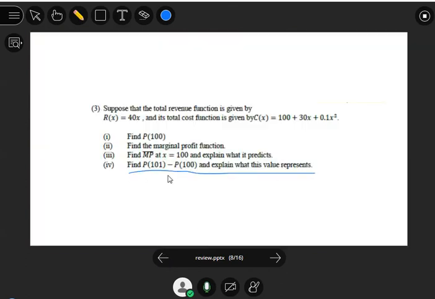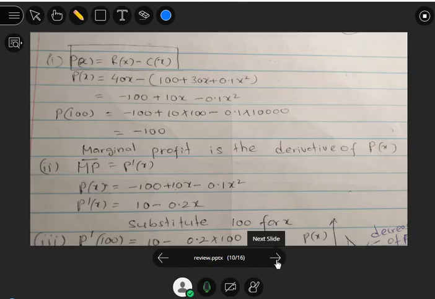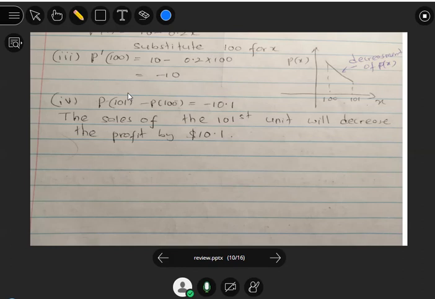It asks to find the profit at 101 items minus the profit of 100 items and explain what this value represents. First substitute 101 into the profit function and calculate the value, then substitute 100 into the function and calculate the value, then take the difference, and you can obtain negative 10.1. So it means the sale of the 101st item will decrease the profit by $10.1. The reason it is a decrease is because of the negative sign.